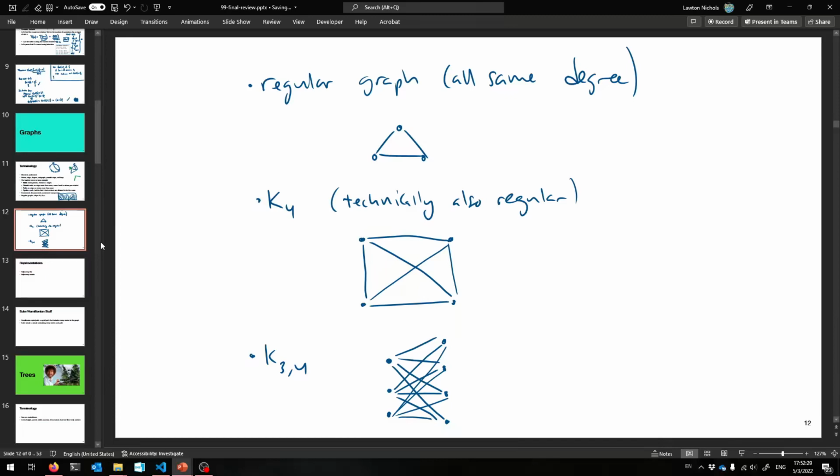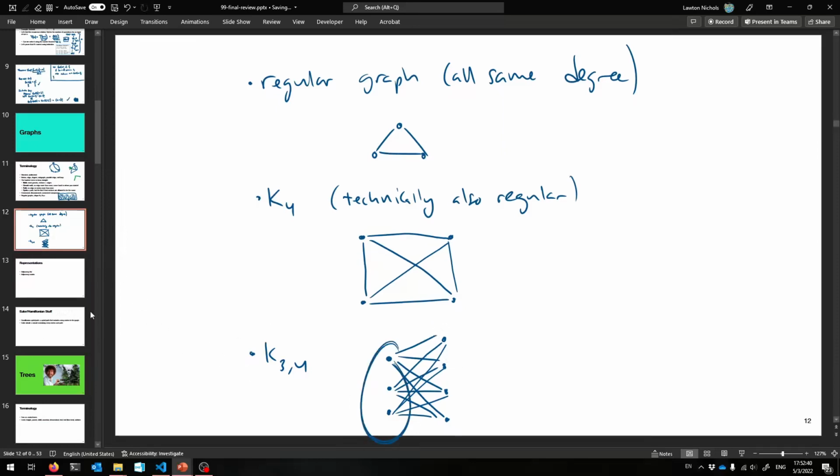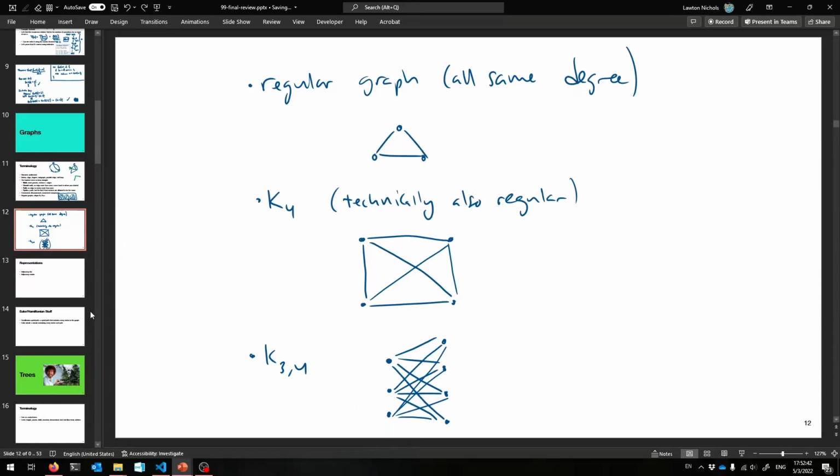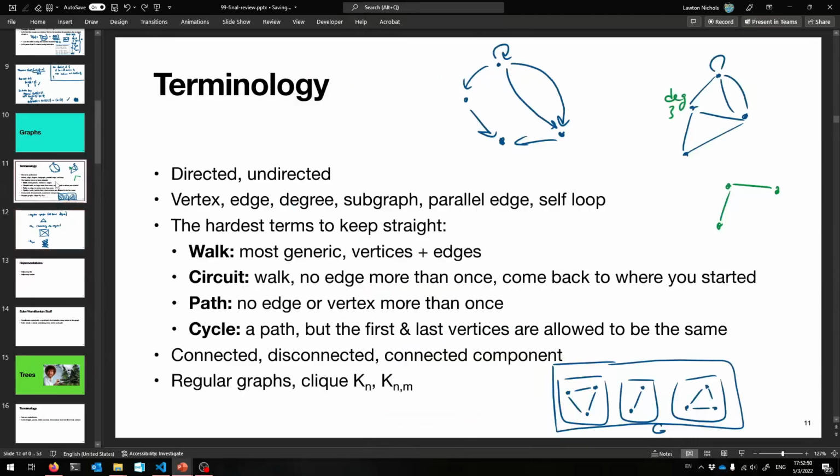So this is not a regular graph because everybody over here has 4 neighbors. Everybody over here has 3 neighbors. Okay? So that is K34. It's like you section them off into groups of 3 and 4, and then within a group they can't talk to each other, but they know how to get to everybody in the other group immediately. So that's K34, or in general, KNM. Alright, so that's some terminology.